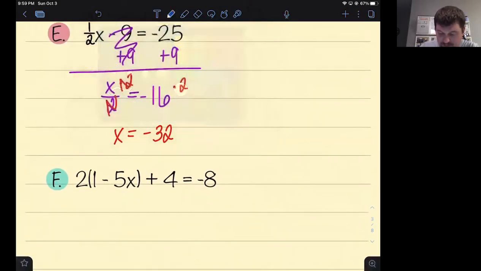Example F. There's a number in front of the parentheses. We're going to distribute that to the terms inside the parentheses, and only the terms inside the parentheses. I'm not going to distribute it to the 4 because it's not in parentheses. So 2 times 1 is 2. 2 times -5x is -10x. Copy everything else down.